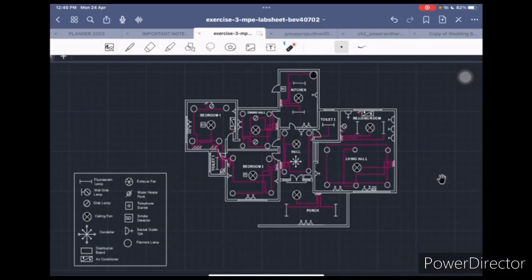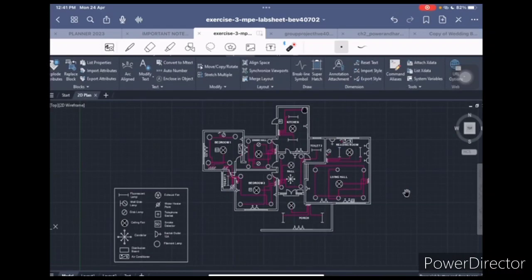So today I will explain about the floor plan that has been designed in AutoCAD software. So basically this is the design that we already designed using AutoCAD software. We have 2 bedrooms, bedroom 1 and bedroom 2, 2 toilets, toilet 1 and toilet 2, dining hall, kitchen, hall, living hall, reading room and porch.